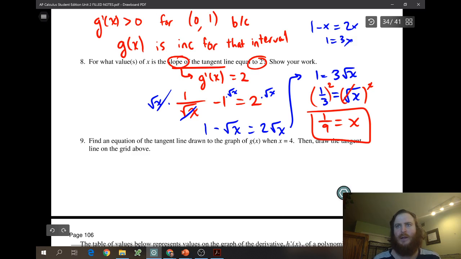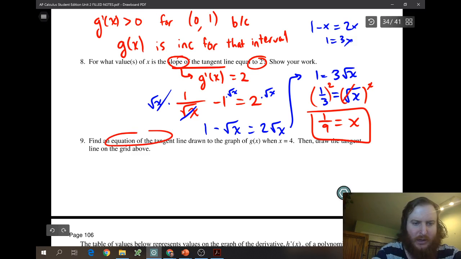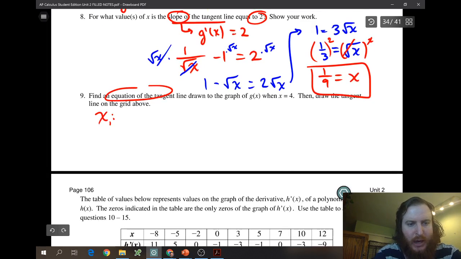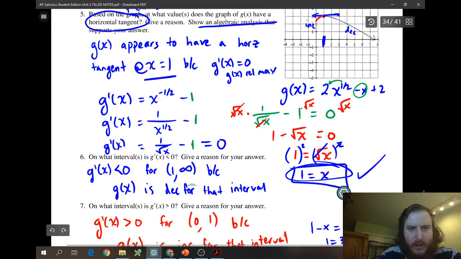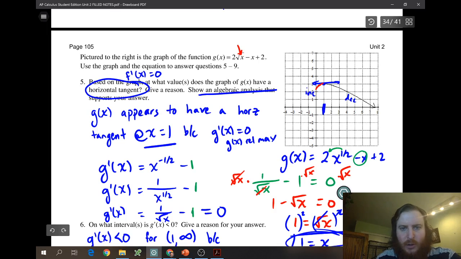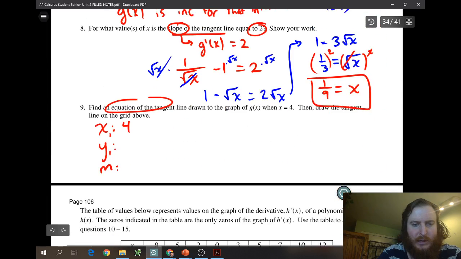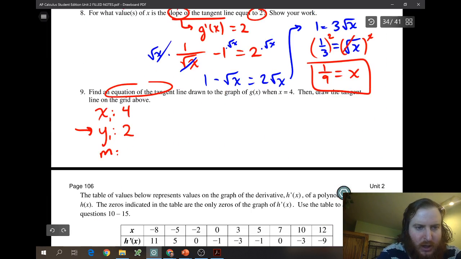Okay. And the last one says, find an equation of the tangent line at x equals 4. So whenever we see the word equation of a tangent line, we always do x1, y1, and m. Now x1 is 4. To get y1, you're going to plug in 4 to the equation. So 2 square root of 4 is 2 times 2, which is 4. Minus 4 is 0. Plus 2 is 2. You get 2. Or, if you're smart about it, just look on the graph at that point. The coordinates of that point are (4, 2). So we could have just said, oh yeah, it's 2, based on the y value. But this is always plugging into the original equation.